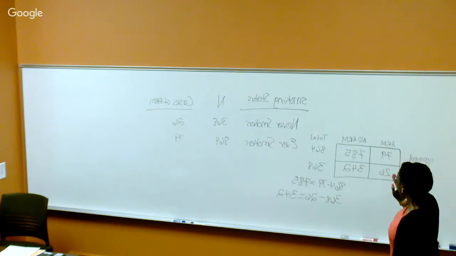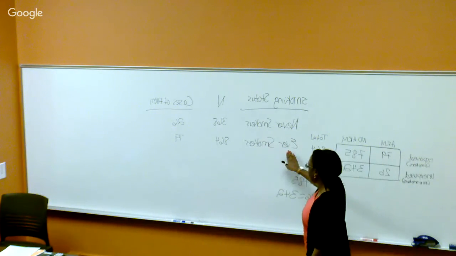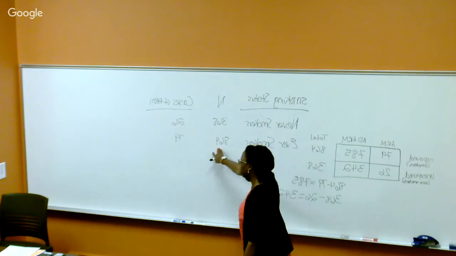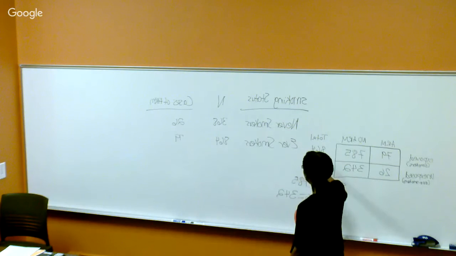And then you just do the same thing for the people that have smoked. So your row total is 864. So that goes out here in your marginal.